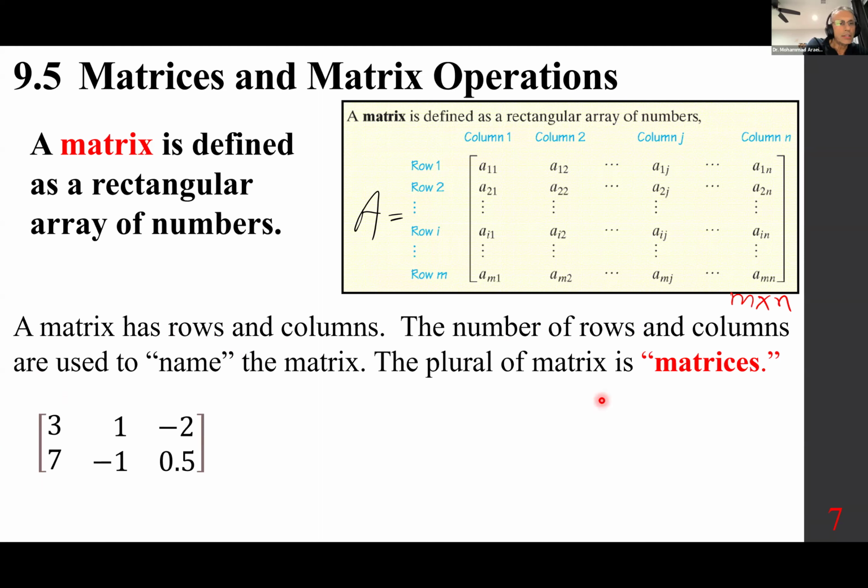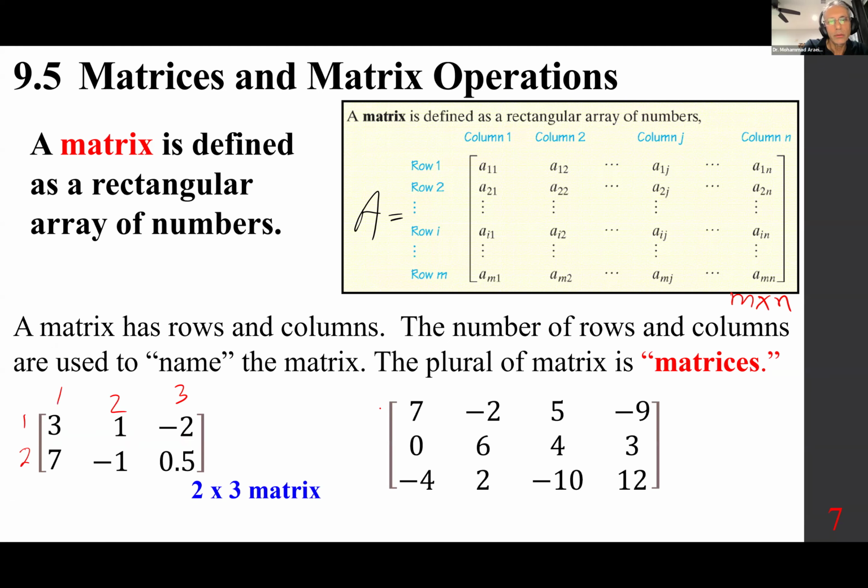Here's one example. As you can see, we have 1 and 2 rows, and 1, 2, 3 columns. Therefore, it must be a 2 by 3 matrix. This one has 1, 2, 3 rows and 1, 2, 3, 4 columns. Therefore, it's a 3 by 4 matrix. That's as far as the size and dimensions are concerned.